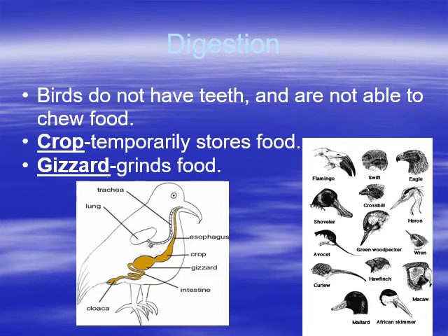Some birds will actually swallow stones and other hard things to keep in that gizzard, which will help grind up the food as well. So that's pretty wild that some of our birds actually have those stones and teeth down in there so that they can grind up food in the gizzard.